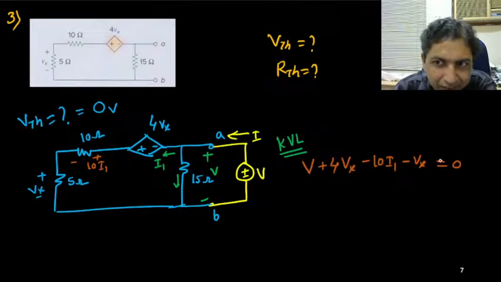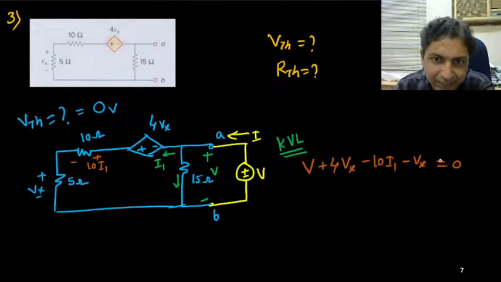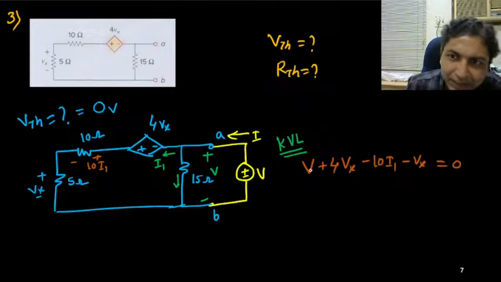Okay. This is one equation we can get just taking KVL in this loop. This is minus plus V, this is minus plus 4Vx, this is plus minus 10 I1, this is your Vx, then this loop. So in this loop, if I take KVL, I will get this equation.